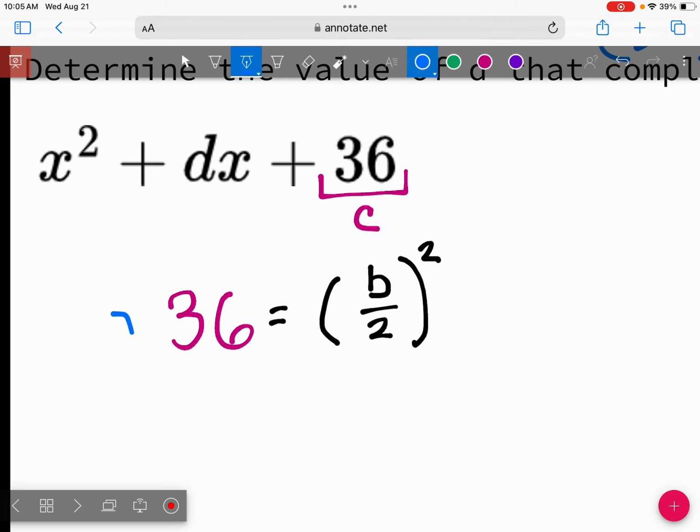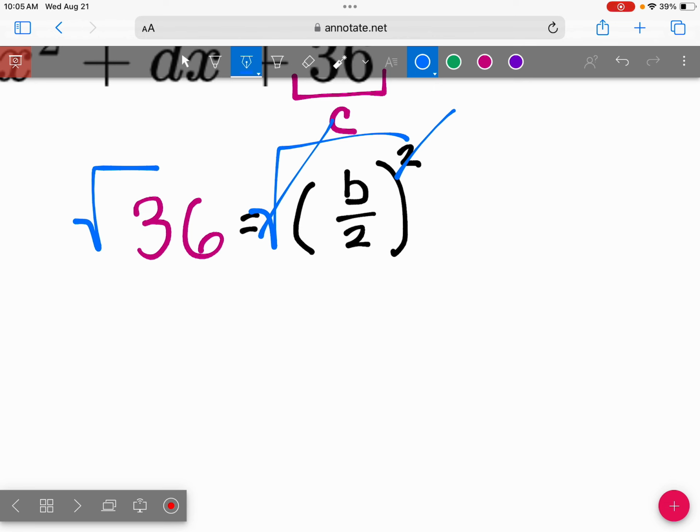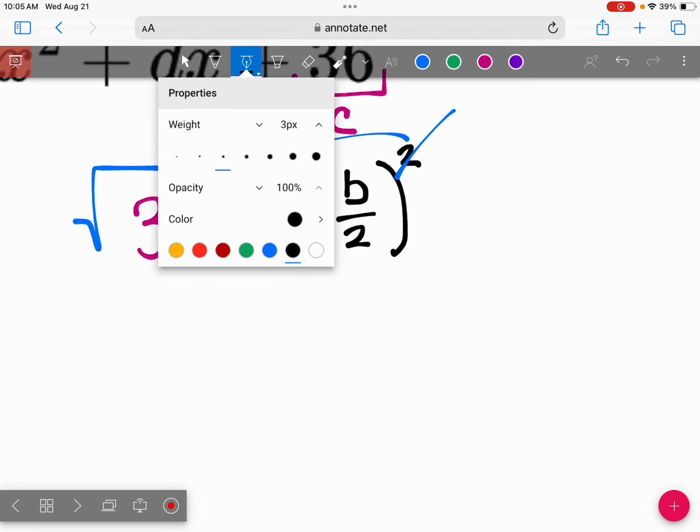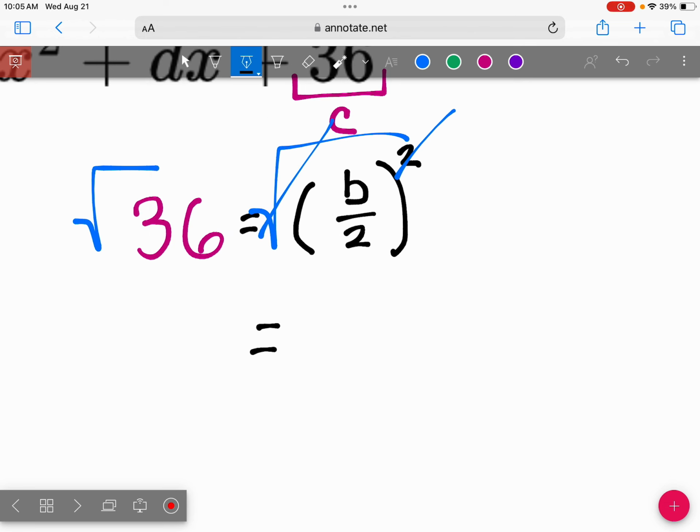Square root both sides. When we take the square root of a perfect square, what do we need to make sure we remember? Plus or minus. So my right-hand side is just going to be B over 2. My left-hand side, plus or minus 6. But I don't want to have B over 2 equals. I just want what B equals. Times it by 2.